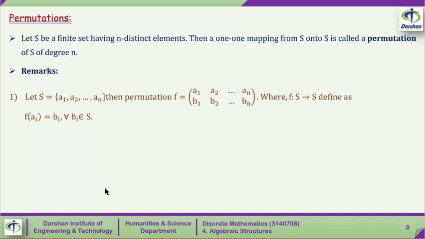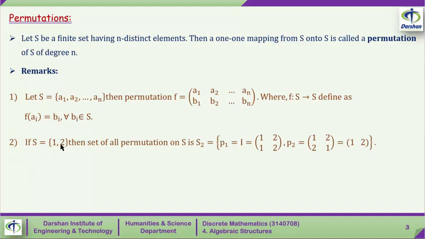Now, second remark: if S = {1, 2}, meaning 2 elements, then the set of all permutations on S is called S2 and is defined as follows. The first element is P1, meaning permutation 1, which is called the identity element, the same as 1 goes to 1 and 2 goes to 2. The second element is permutation 2, P2, defined as 1 goes to 2 and 2 goes to 1. Simply it is written in cycle form (1 2), meaning 1 goes to 2 and 2 goes to 1.